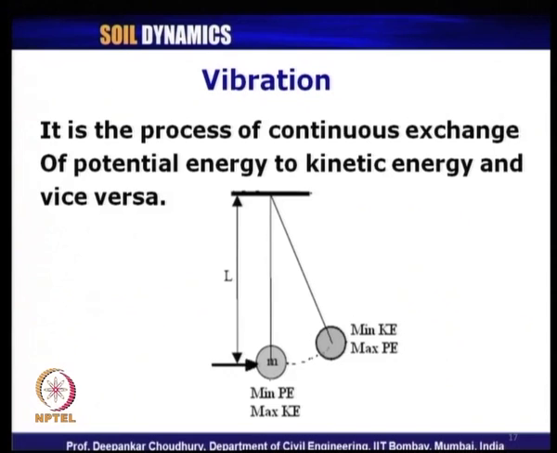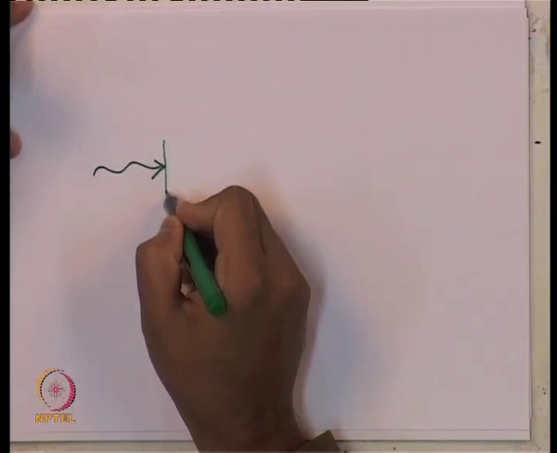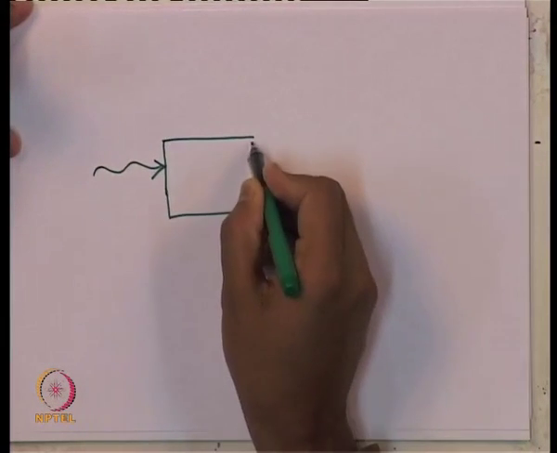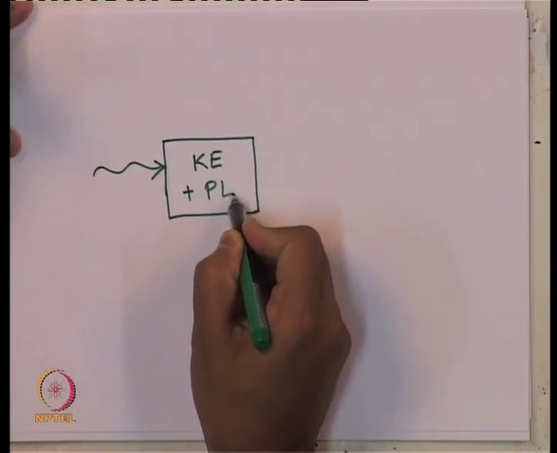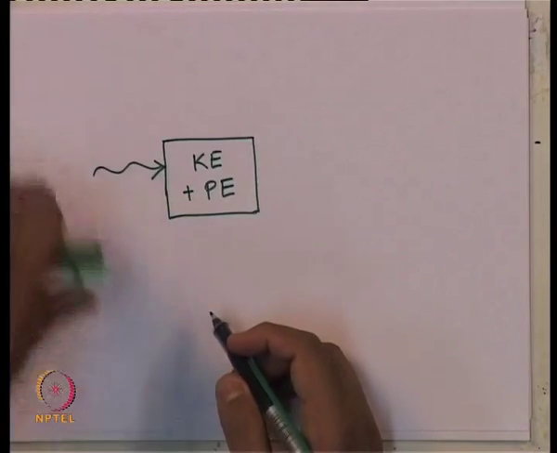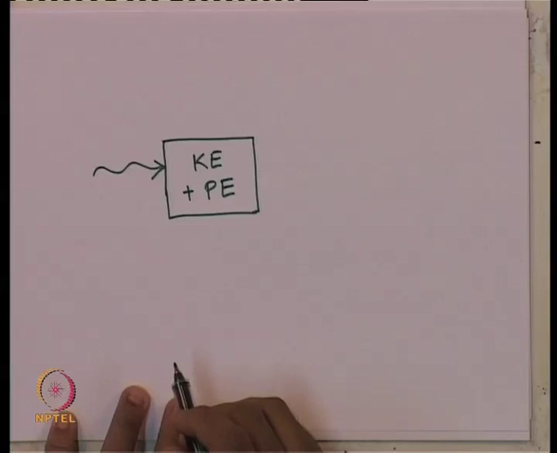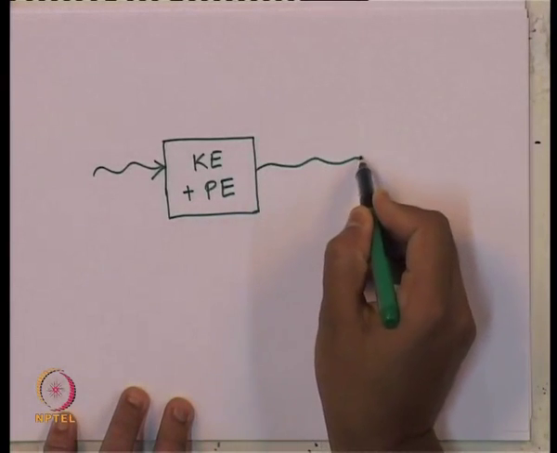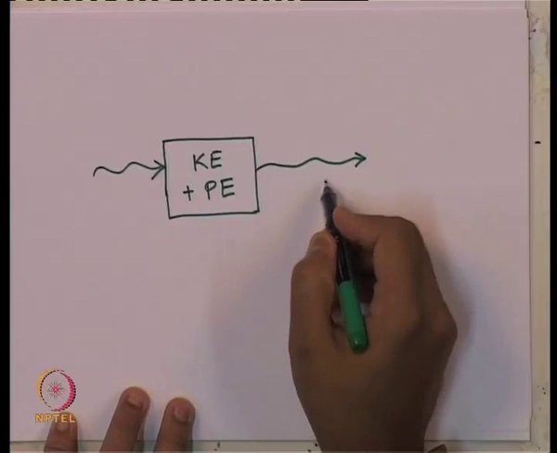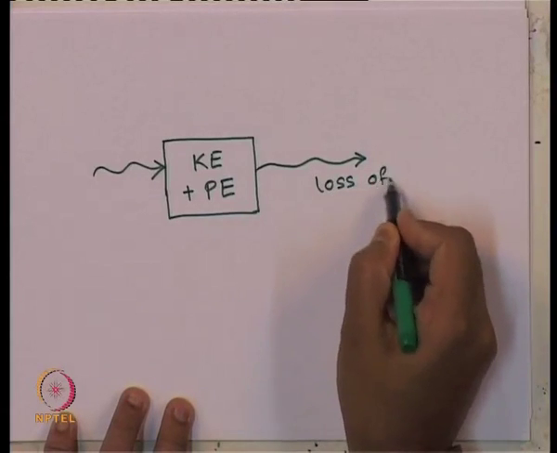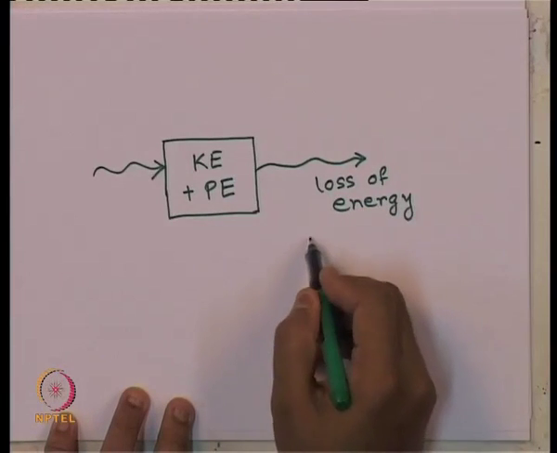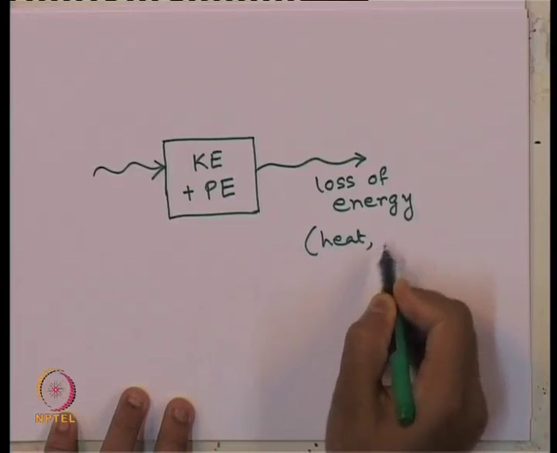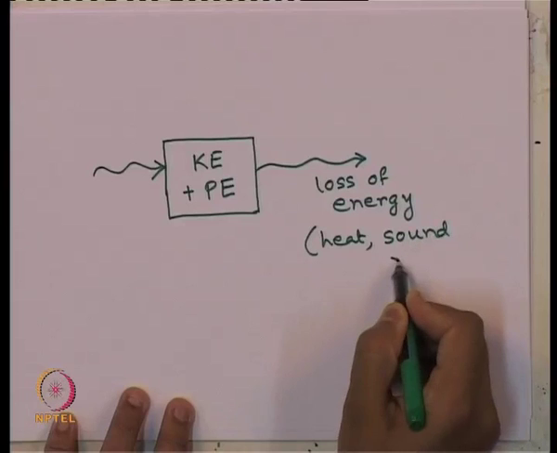So, what happens during the process of vibration? Due to the application of the dynamic load on any system, we have kinetic energy plus potential energy, and the sum of it should remain almost constant in any system unless there is any loss of energy. There can be some loss of energy also during this process of vibration, and that loss of energy can be in terms of heat, sound, etc.